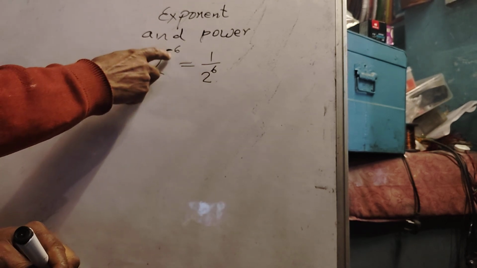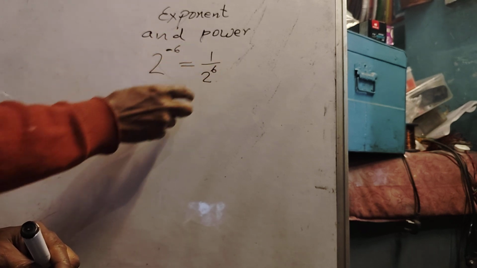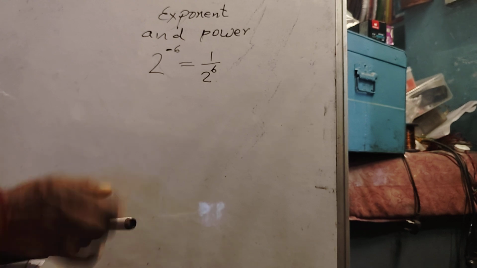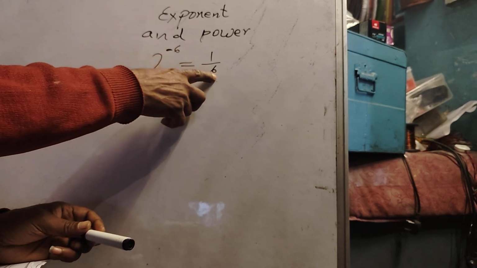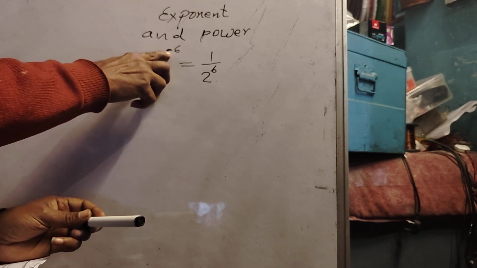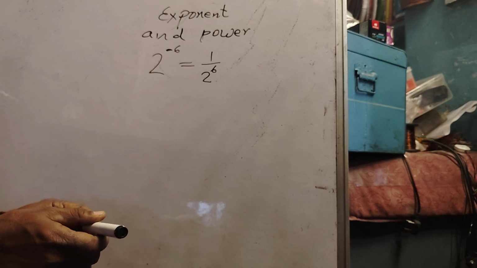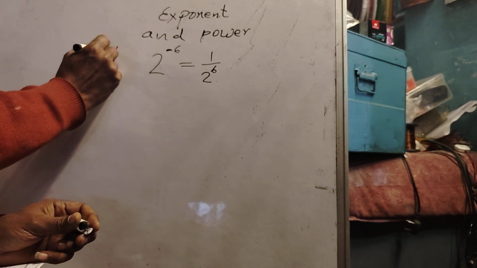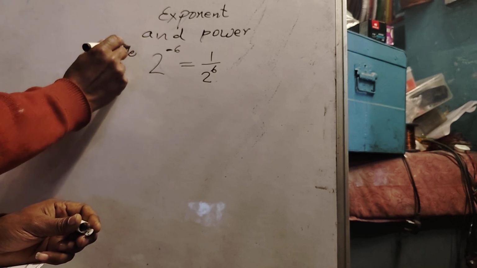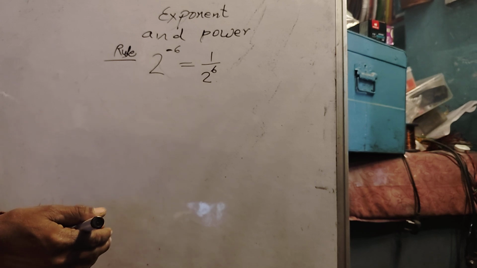So what we are seeing in the numerator, this number we write as it is in the denominator, but the power sign we interchange. If there is a positive power, then when we write it in the denominator, the power will be negative. If there is a negative power in the numerator, then in the denominator it becomes a positive power. So this is the rule of negative power: it can be converted into positive power by shifting from numerator to denominator or denominator to numerator.